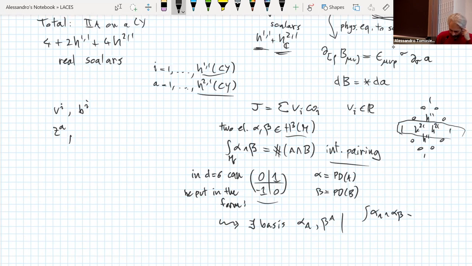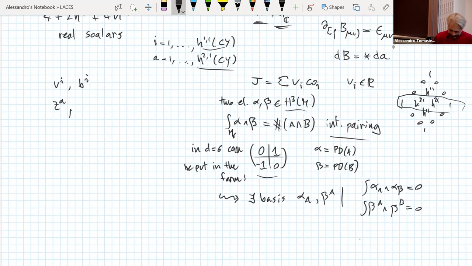for two alphas is zero, corresponding to this zero block here. For two betas, it's zero, corresponding to the other zero block. And for an alpha with a beta, it's the identity, corresponding to this block here.